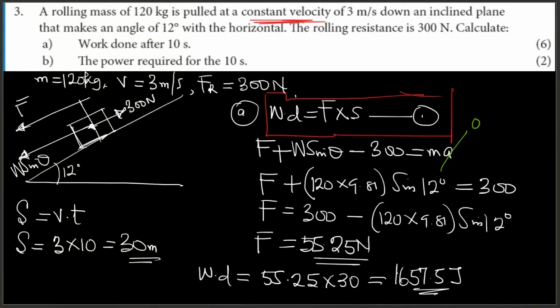Can you try this one? 3B, the power required for 10 seconds. You just divide that work done by 10, because power is work done over time. What you got here, so the work done, you got 1657.5 over 10, 165.7.